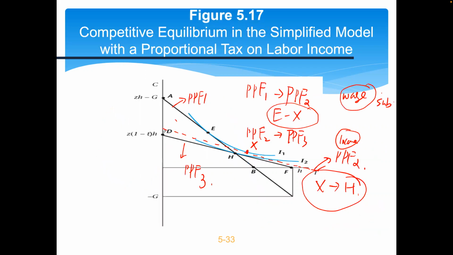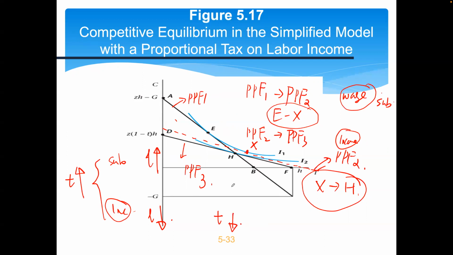Let's go back. This is because there are two effects when you increase your T. One is substitution, the other is income. The substitution effect says, look here, from E to H, your leisure is going to increase. But the income effect says your leisure is going to decrease.